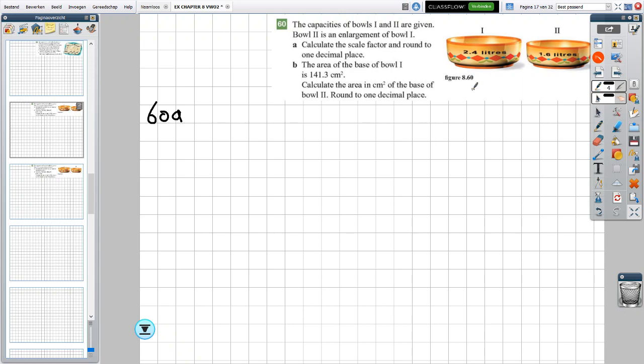Okay, they don't give us any dimensions, they don't give us areas, they only give us capacity. Volume 1.6 liter here and 2.4 here. So I can now find k to the third, k cubed. How can I find that one? Yeah, by dividing the volume of the image.